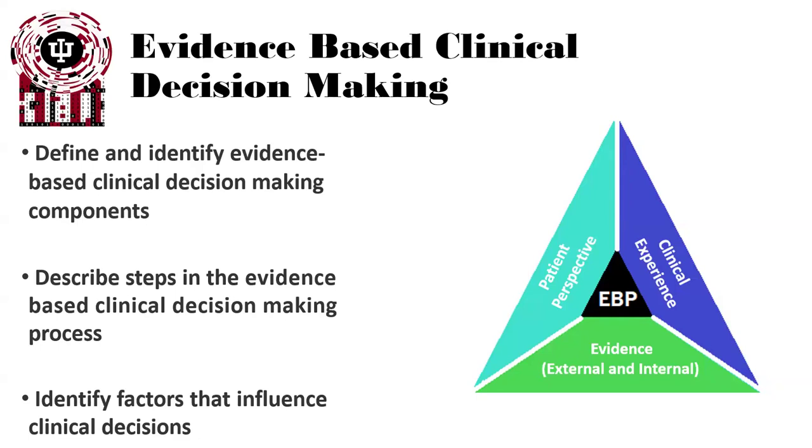Evidence-based clinical decision-making can really be broken down into three components: the patient perspective, clinical experience, and evidence. The patient perspective you can think of as what that individual person is coming in with, both from the perspective of the disease they have, their viewpoints on that disease, their viewpoints on treatment, and their cultural viewpoints on various things.